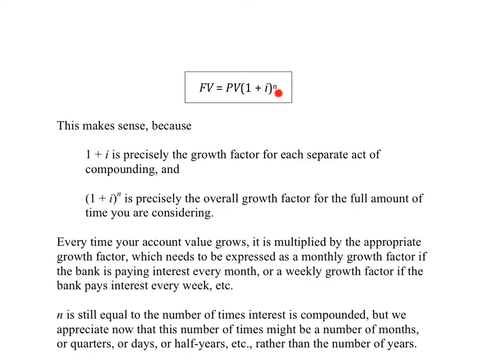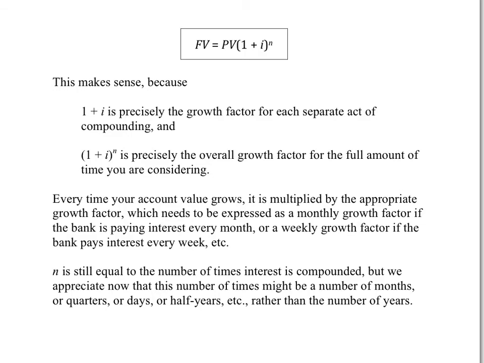1 plus I to the n is therefore just the overall growth factor for the full amount of time you're considering. However many separate acts of compounding there are, that's n. What we now appreciate is that this n, this number of times compounding occurs, might be counting a number of months, a number of quarters, a number of days, a number of half years, etc., whereas before we were just counting a number of years. Our formula turns out then to be quite versatile and to be able to handle many real-life situations.